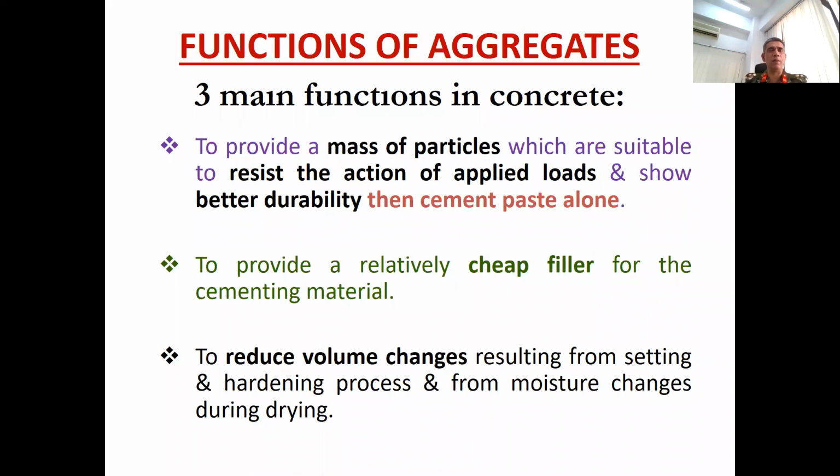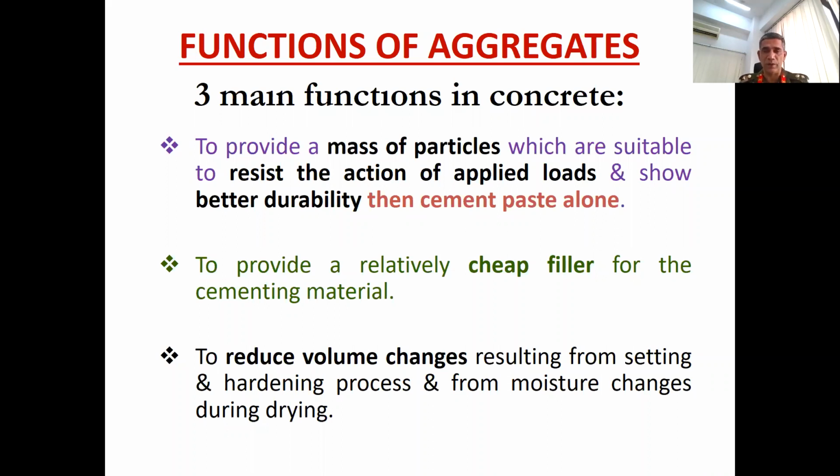You can use other materials also instead of stone, but those will not be cheaper. Third one is to reduce the volume changes which come due to the setting and hardening process and from moisture changes during drying. Actually, when you mix cement, water, and stone chips, and a concrete mixture is made, at the initial stages, what happens?